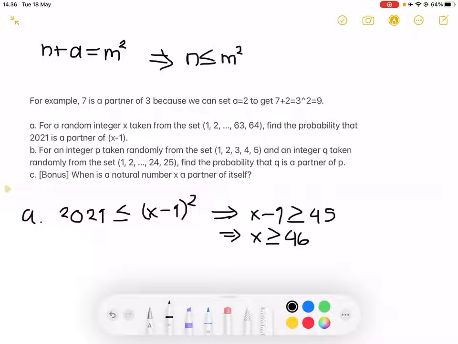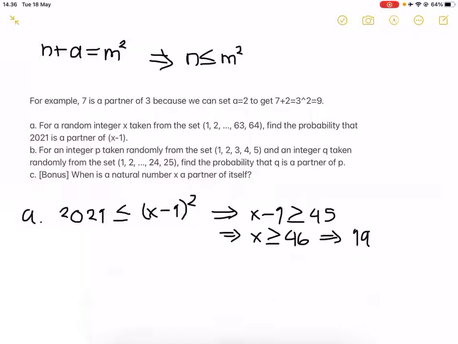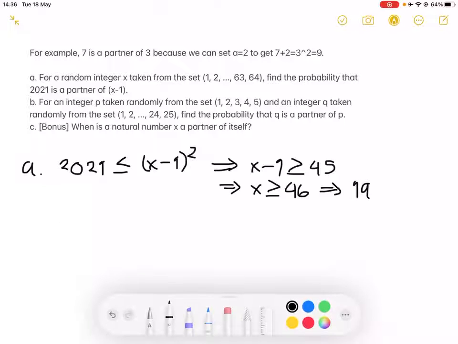Now checking these values against our set, we see that there are 19 possible values for x in this case. So therefore, our probability for taking a random x such that 2021 is a partner of x minus 1 will be 19 over 64, where 64 is the number of elements in our set in A. So this is our answer.